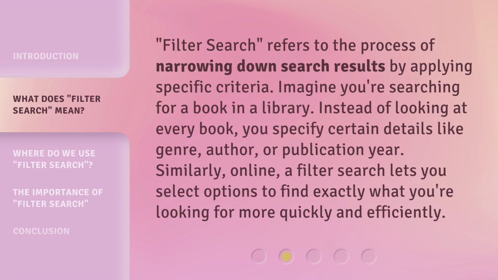Filter search refers to the process of narrowing down search results by applying specific criteria. Imagine you're searching for a book in a library. Instead of looking at every book, you specify certain details like genre, author, or publication year. Similarly, online, a filter search lets you select options to find exactly what you're looking for more quickly and efficiently.